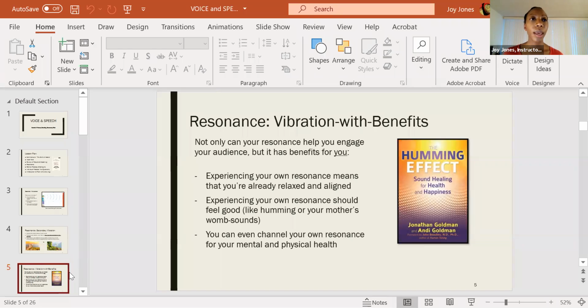So hopefully that's incentive to get relaxed or stay relaxed so that you can vibrate. All right, let me stop that share. Okay, now I'm going to get into tonight's work.